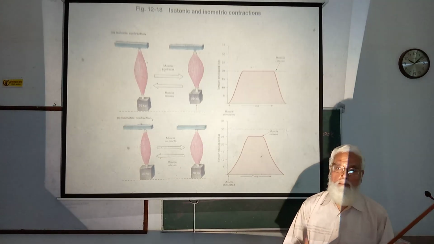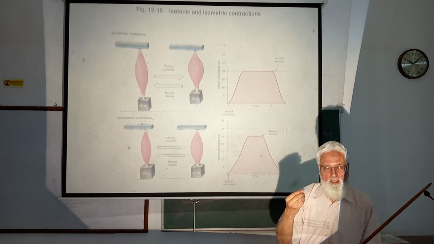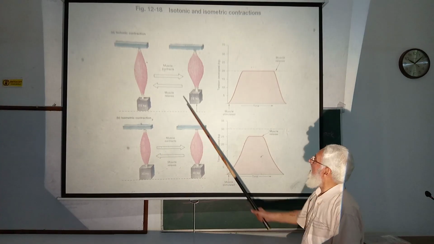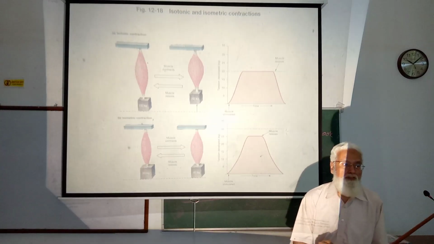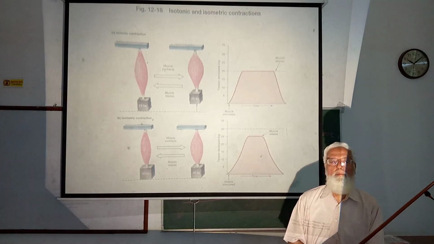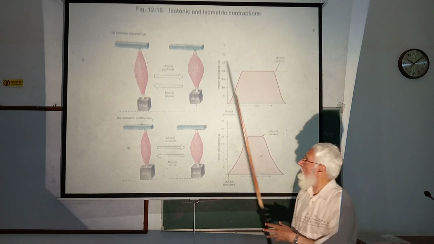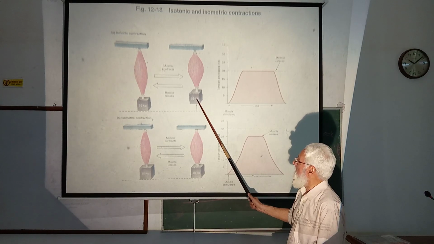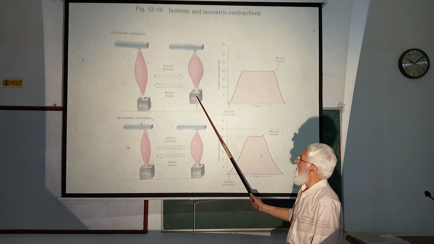External work is done by the muscle. Load is moved, load is lifted, so external work is done by the muscle. Much more ATP is utilized by the muscle. One end of the muscle is held fixed, the other is free, so load can be lifted, load can be moved by the muscle contraction.